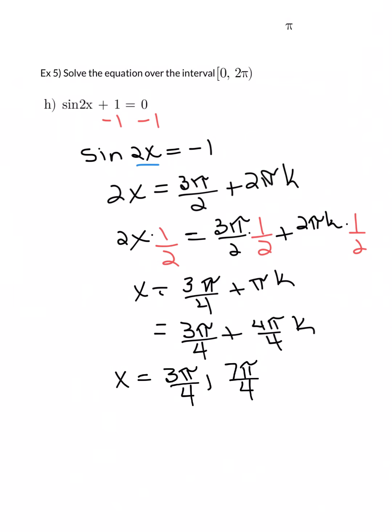And that is still less than 2. 7 over 4 is less than 2. But remember that 8 over 4 would equal 2. So if I added another 4/4 to that 7/4, I would be at 11/4, which is too big. So my only possible answers then are the 3 pi over 4 and the 7 pi over 4.